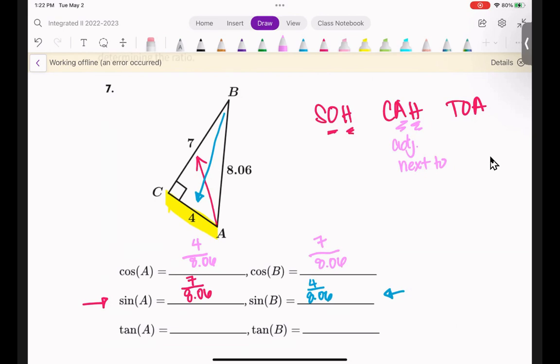All right. TOA. TOA stands for tangent. What do you think the O stands for right here? Opposite. Good. Over what? What do you think the A stands for? Adjacent. Perfect. So tangent of A is going to be the opposite over adjacent. So find your tangent, opposite over adjacent.